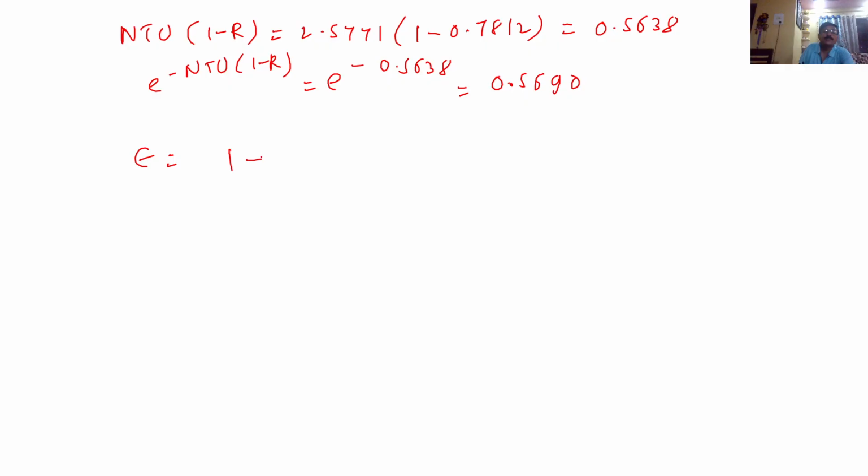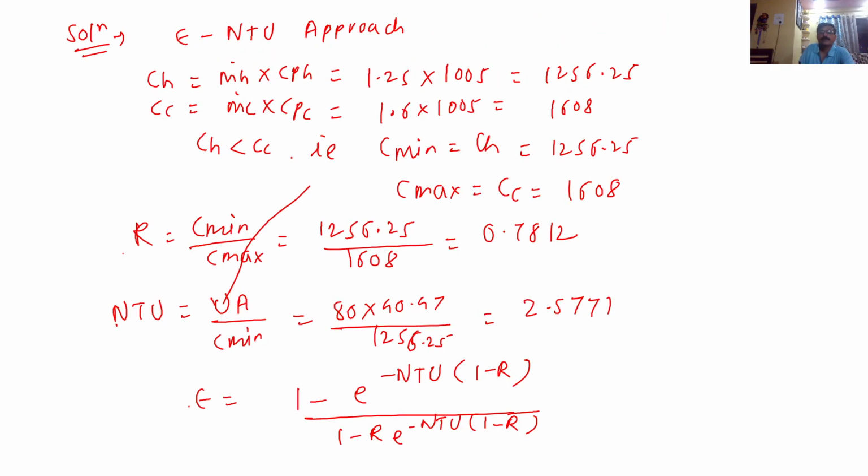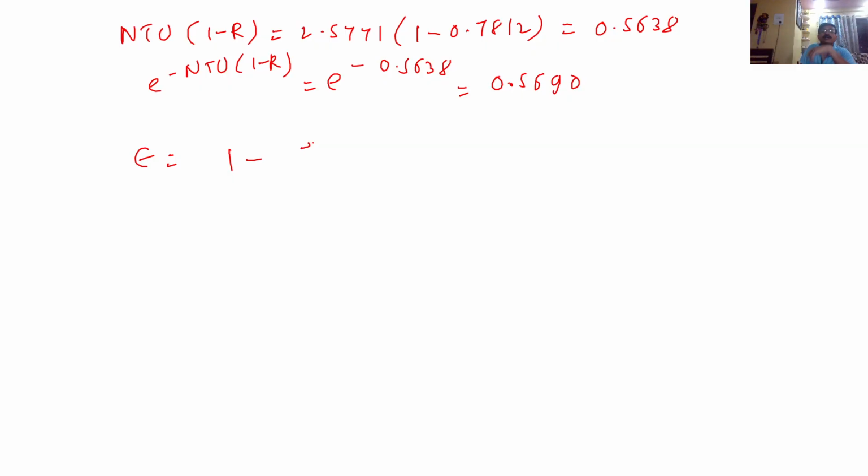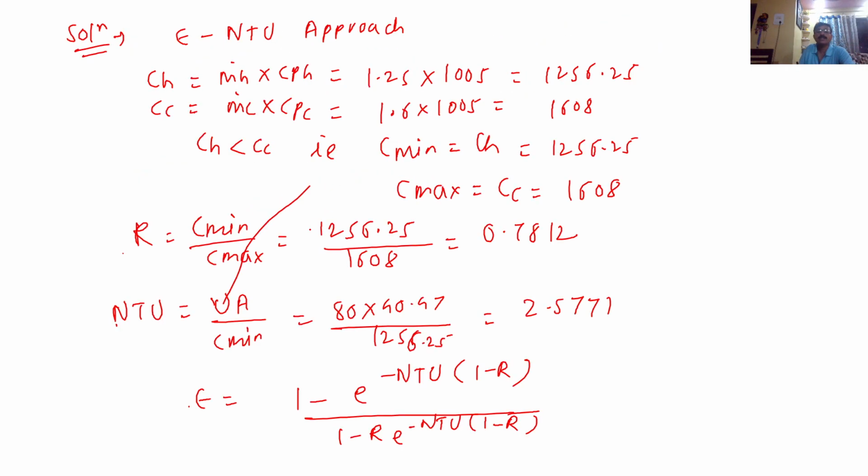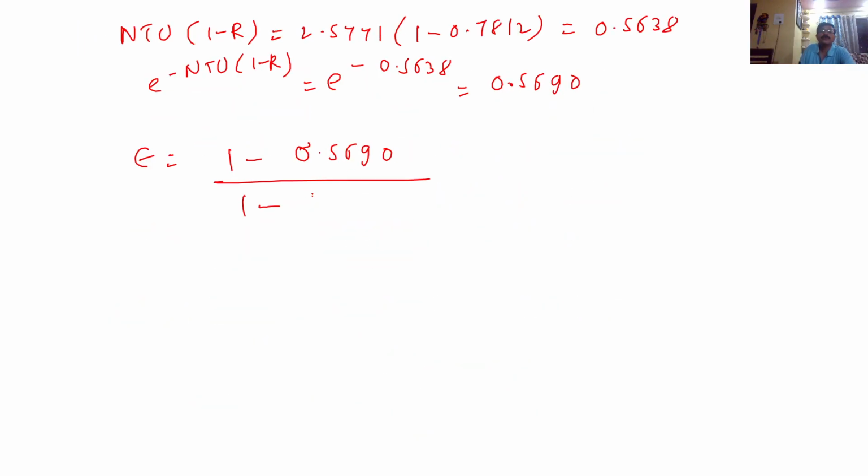Epsilon is equal to 1 minus e raised to minus NTU (1 minus R), that is 0.5690, upon 1 minus, what is the value of R? 0.7812 into 0.5690. If I solve this, the answer comes as 0.7758. So this is the effectiveness.